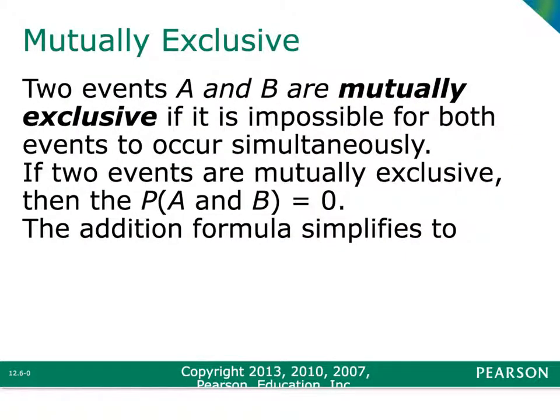Next is the definition of mutually exclusive. Two events A and B are mutually exclusive if it is impossible for both events to occur simultaneously. If two events are mutually exclusive, then the probability of A and B simultaneously happening is 0. So if that is the case, then the addition principle gets even easier. The probability of A or B would simply become the probability of A plus the probability of B. But remember, that is only the case if the events are mutually exclusive.